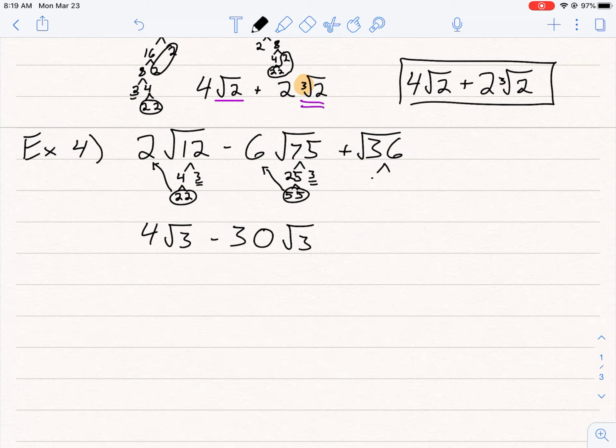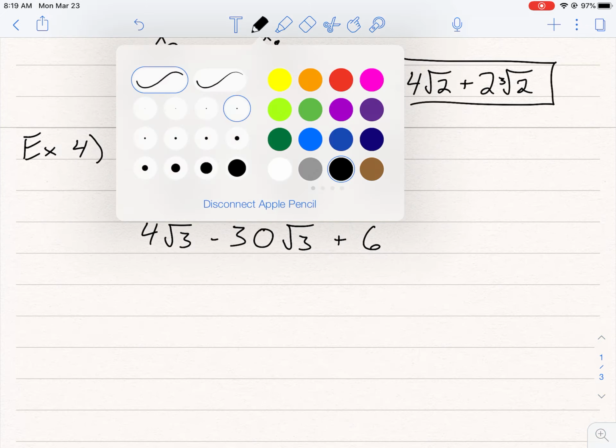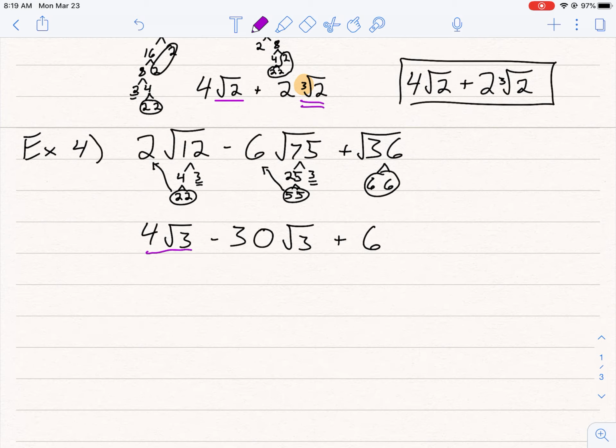And then the square root of 36, that's 6 and 6. The square root of 36 is 6, so plus 6 here at the end. Now, all of these are simplified down. The last step to do is just to combine the radicals that are the same and make sure that they have the same index as well. So I have a 4 square root of 3 minus 30 square root of 3. That gives me negative 26 square root of 3.